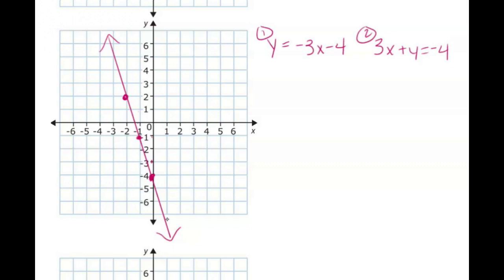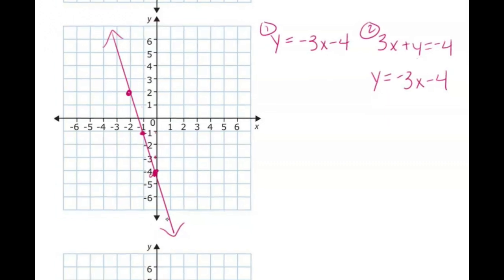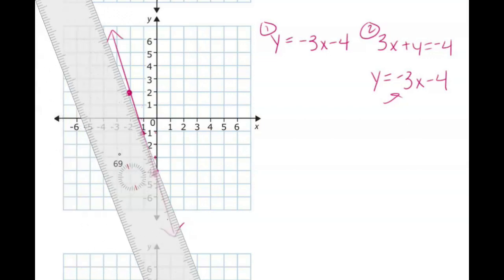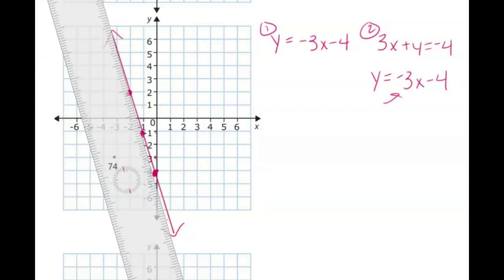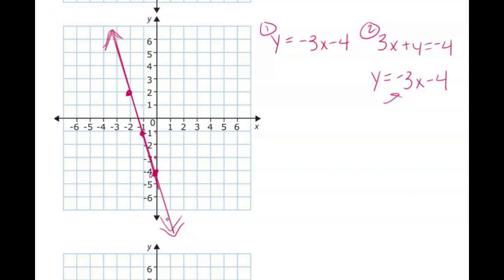It's not in y-intercept form, so let's do that. So we're going to subtract 3x from both sides. And now it is in y-intercept form. All right, again, I'm going to start at the y-intercept, which is -4. And then my slope is -3. So -3 over 1. 1, 2, 3, and over 1. Wait a second. That's the exact same line as my first function.